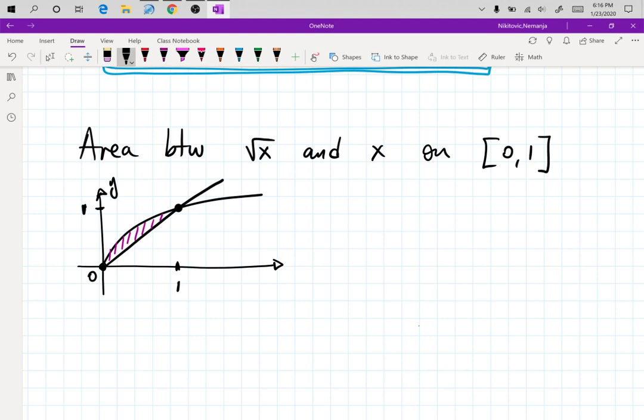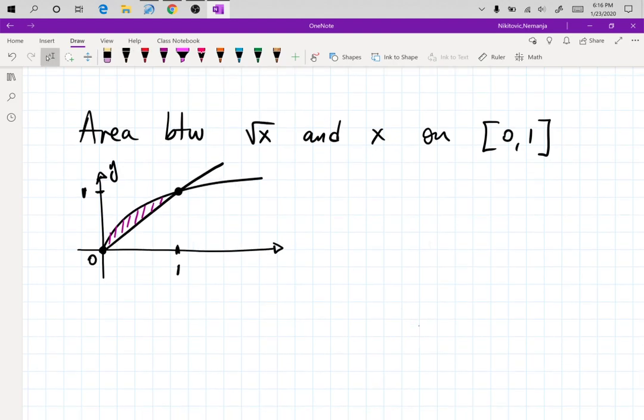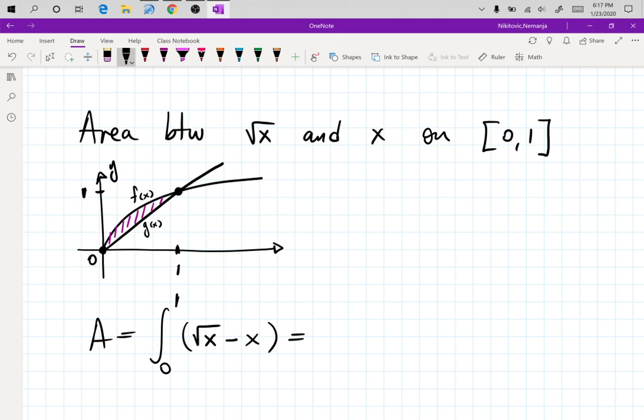So I want to set up my delta x integral, which means that I am going to use f of x on top, which is the far one, and we see it's a square root. So integral 0 to 1 of the square root of x minus g of x will be on the bottom, which is the close, that's x, equals, and now we just compute. So what do I have? Ooh, I forgot to write dx. Holy nightmare. There we go.